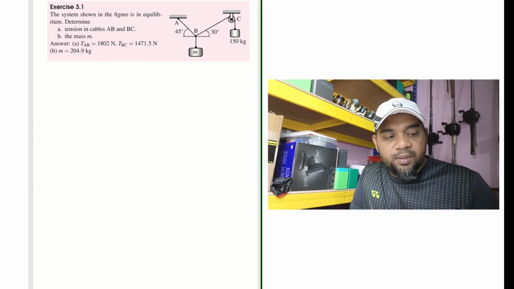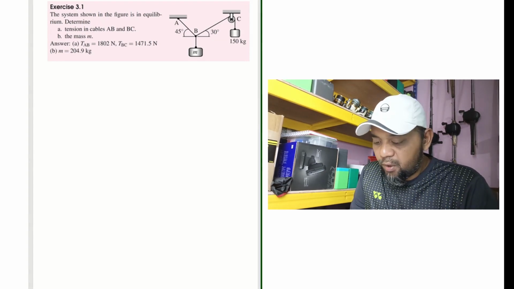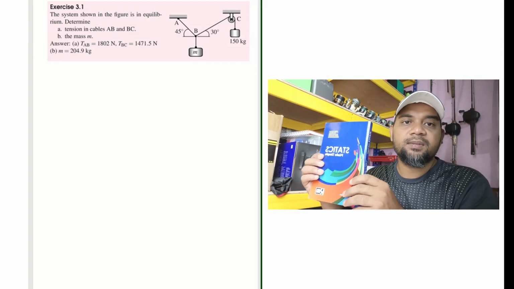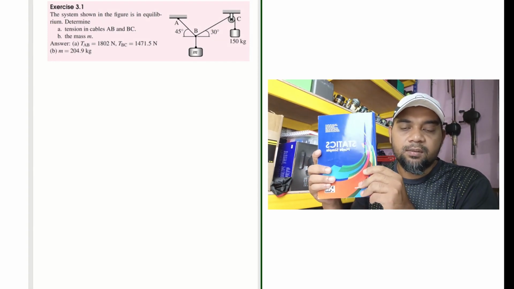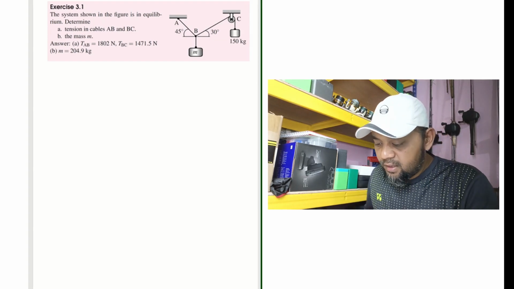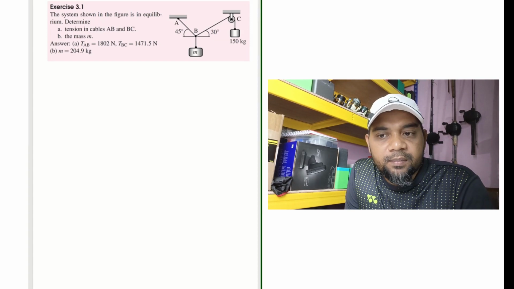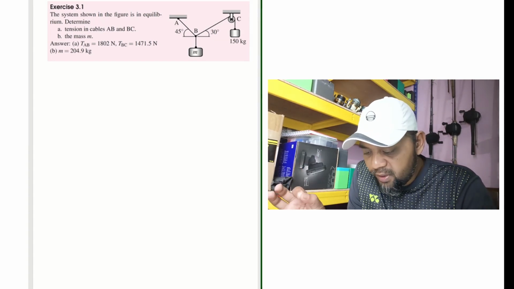Okay, so today we will try to solve this exercise, which is exercise 3.1 from this book, Dynamics Statics Made Simple. Exercise 3.1. The question says the system shown in the figure is in equilibrium.